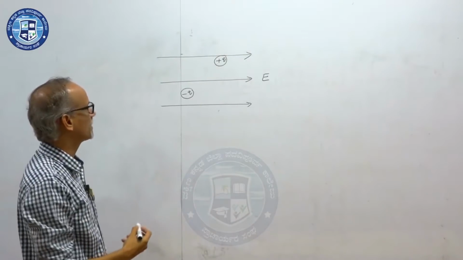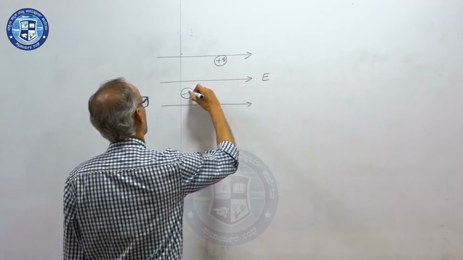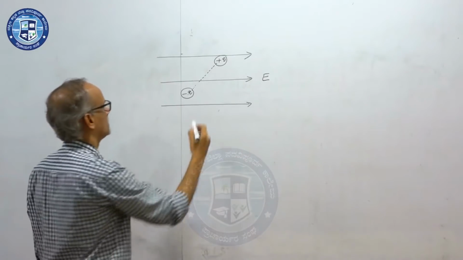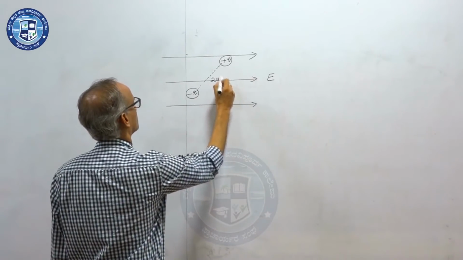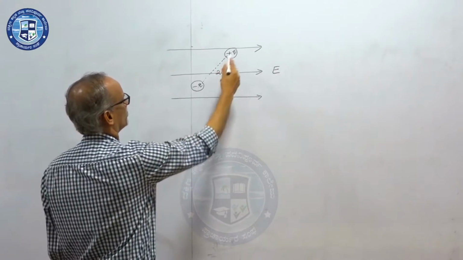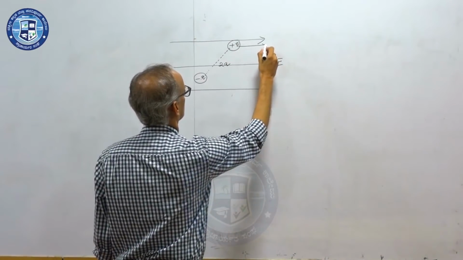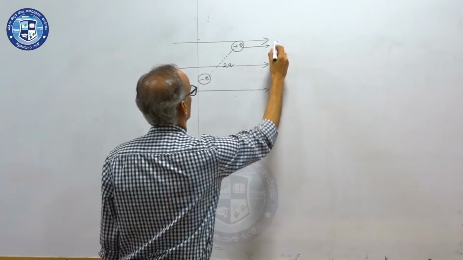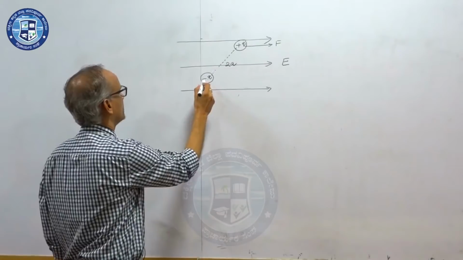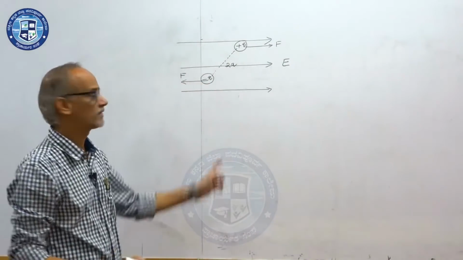But a pair of equal and opposite charges represent an electric dipole, and the separation between the charges is taken as 2a, and in the presence of the electric field, both these two charges experience force. A positive charge experiences force in the direction of the electric field, a negative charge experiences force in the opposite direction, so that the net force is 0.